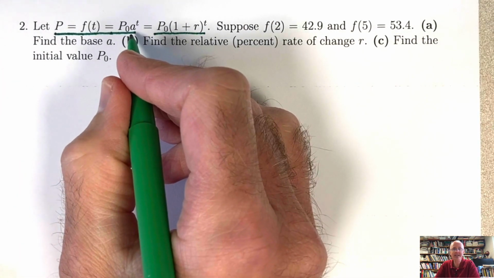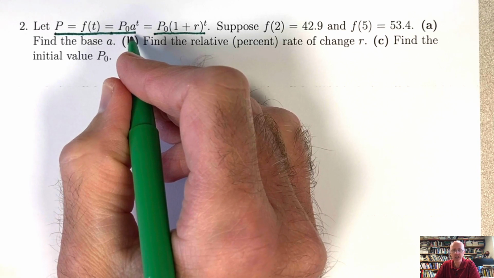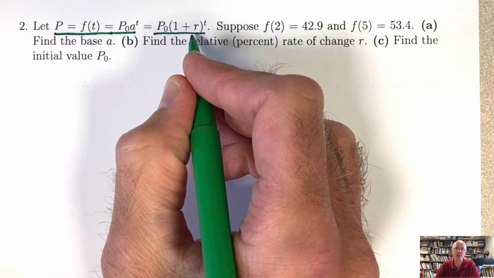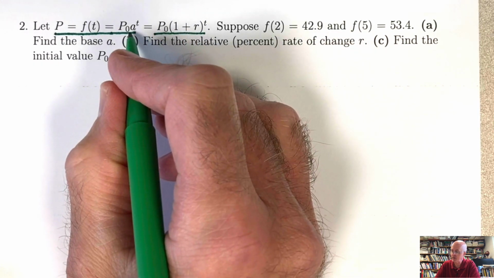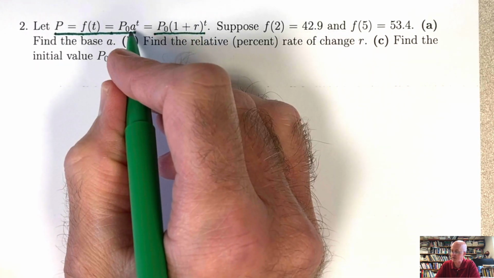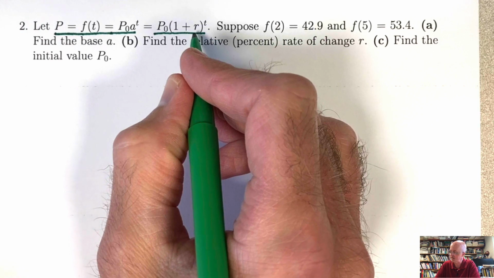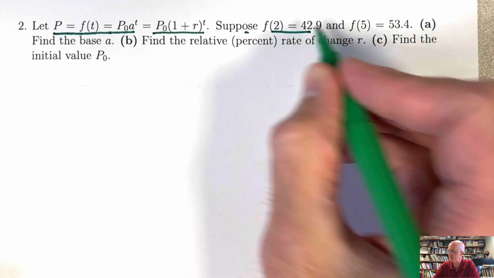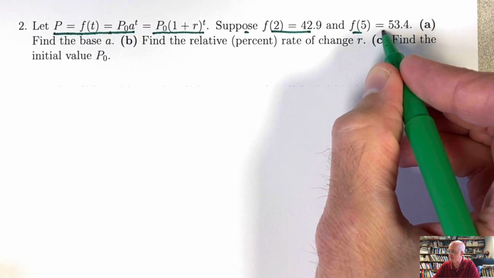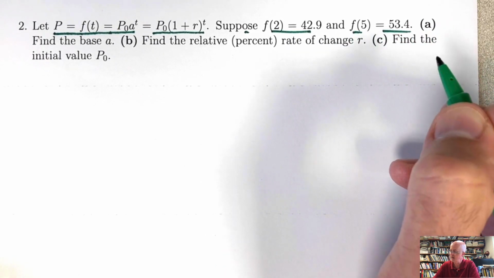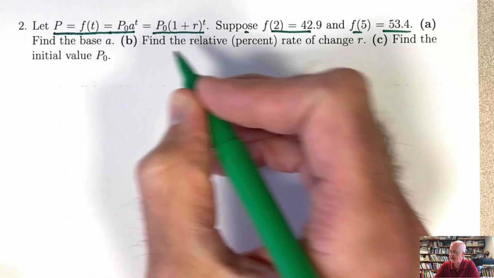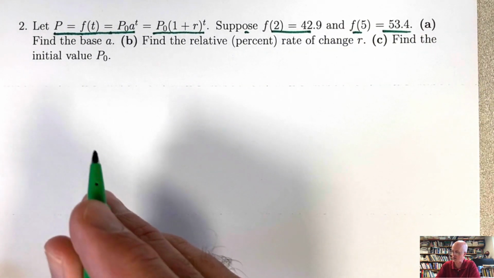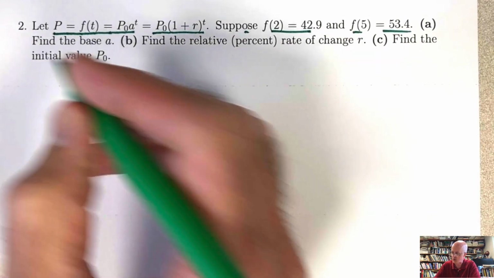A is the base. You could call it the change factor per unit time. R is the relative rate of change per unit time. When a is bigger than 1, r is positive, and when a is between 0 and 1, r is negative. We're given 2 data points. Suppose f of 2 is 42.9 and f of 5 is 53.4. 3 things to do. Find the base, a, find the relative rate of change, r, and find the initial value, p sub 0, or p naught if you prefer.